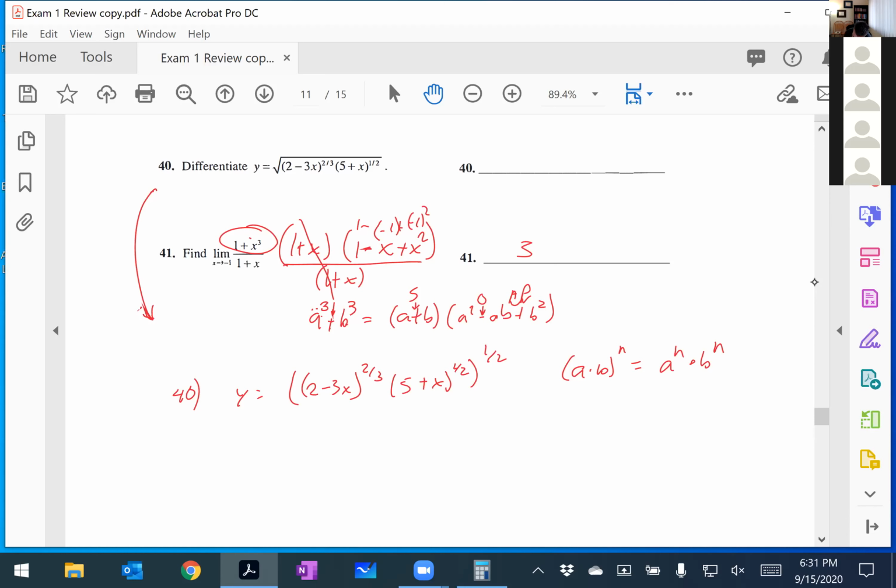Okay, so now this screams to me product rule. This screams out, use the product rule on this one. So that's what I'm going to do.